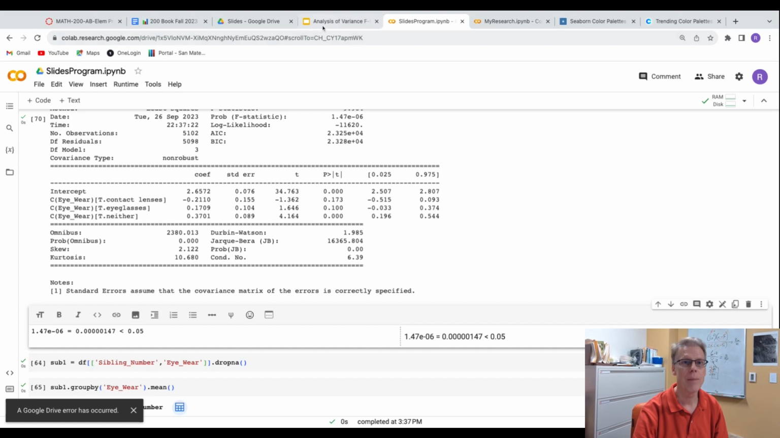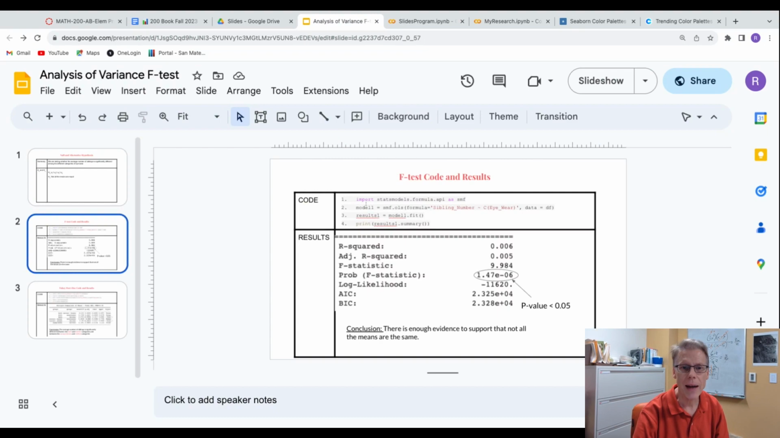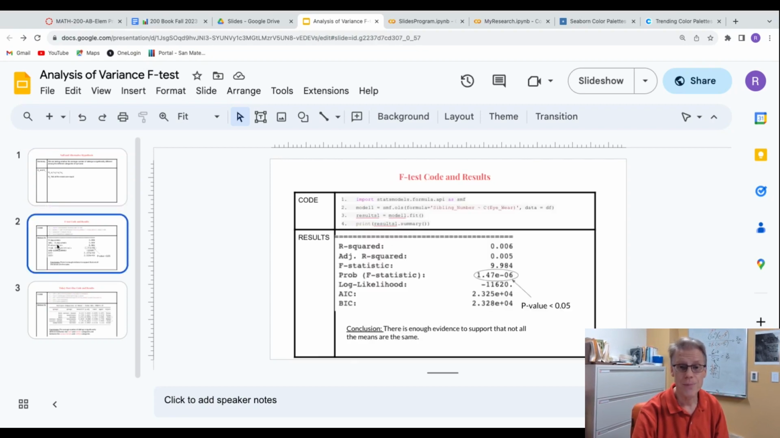So if I look over at my slide, go to slide 2, here's all that code that I was trying to describe. And here's just the part of that results that we're super interested in. The most interesting part of it is this p-value. So I'm highlighting that p-value and saying it's less than 0.05, and then writing out the conclusion. There's enough evidence to support that not all the means are the same. That was our alternative. We are rejecting the null hypothesis, and so we're saying there's enough evidence to support the alternative.